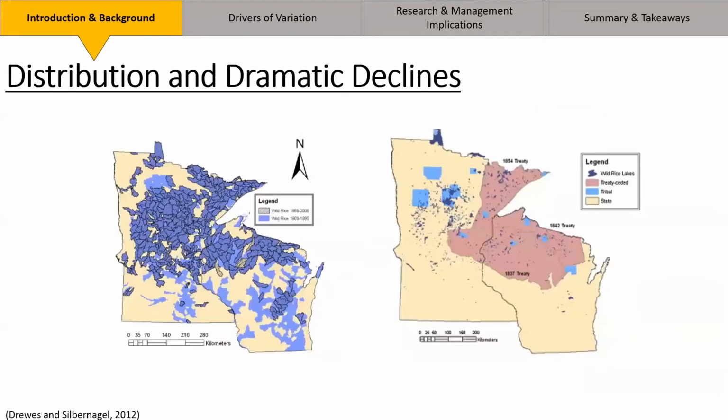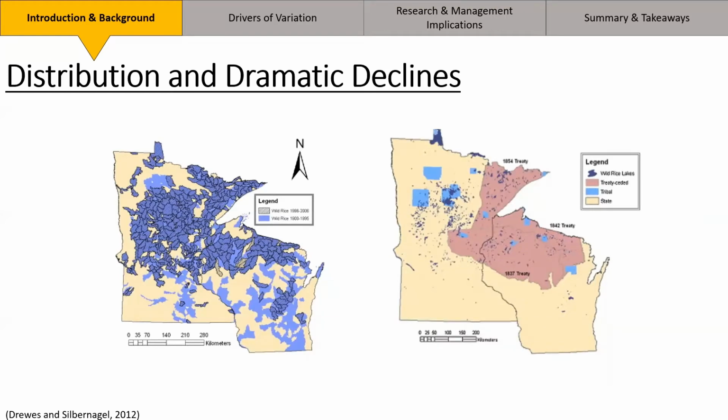Despite its outsized importance, wild rice populations are dramatically declining. The map on the left here shows the shift in wild rice watershed occurrence across Minnesota and Wisconsin watersheds between the early 1900s and 2000s. This paper estimated a 32% decline in watershed occurrence, with the most significant losses occurring in each state's southernmost region.